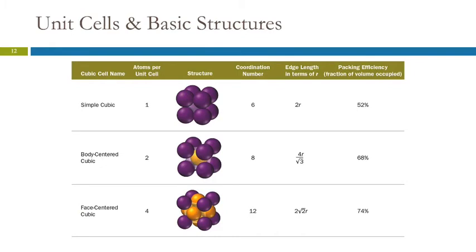So here are 3 of those cubic cells. And we'll talk about each of them in more detail, but this is sort of a summary. There's a simple cubic, there's body-centered cubic, and face-centered cubic. And they're going to be different in their coordination numbers and their packing efficiencies, but as the coordination number increases, packing efficiency increases.